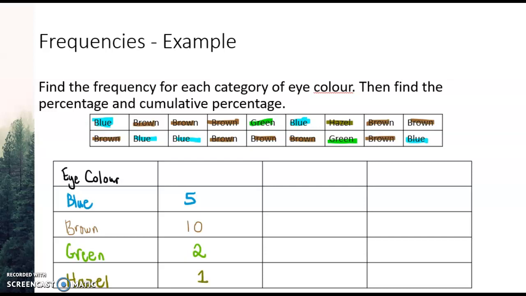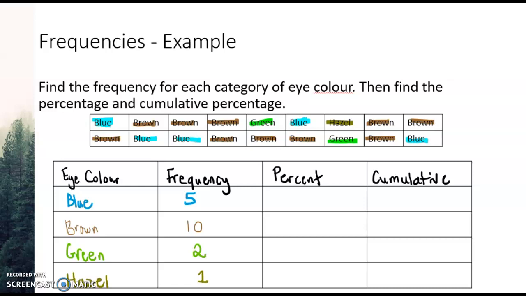So all together, I'll just double check the counts. I've got 5 plus 10, 15, 16, 17, 18, and altogether there were 18 original values for eye color in the table. So I've counted everything, and we usually call that our frequency column. This question asks for two other things, the percentage and cumulative percent. We usually add those as additional columns in our table.